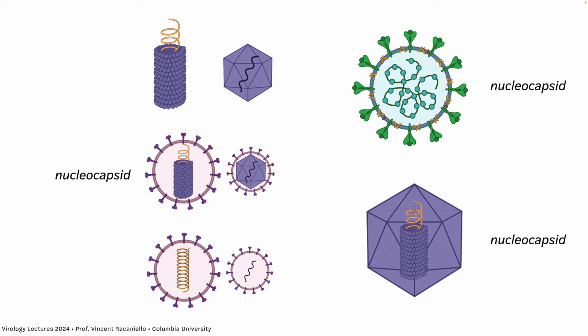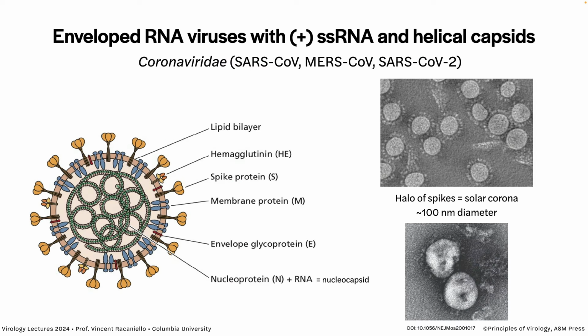And here is a non-enveloped virus that has a nucleocapsid. This is a Mimi virus, a giant virus, where it's icosahedral symmetry, but inside is a helical nucleocapsid, DNA bound to protein. So remember, the substructure is what makes it a nucleic acid protein substructure within the virus particle. That makes it a nucleocapsid. Here's SARS-CoV-2 as an example of enveloped plus strand viruses with helical capsids.